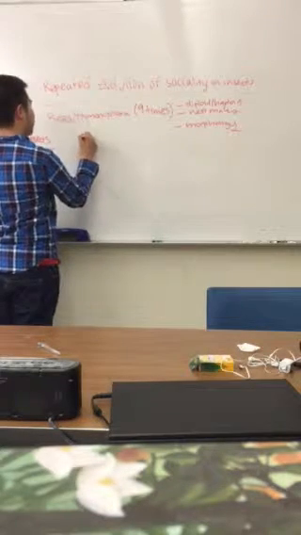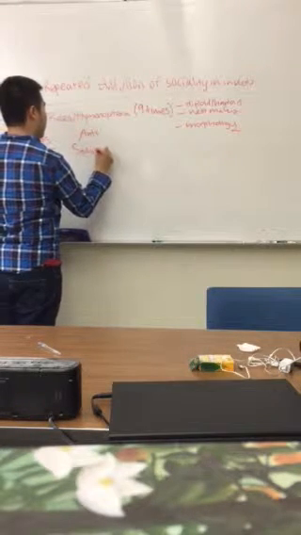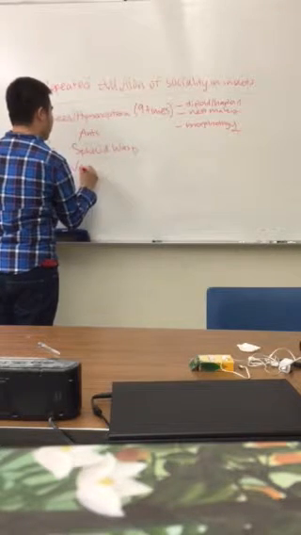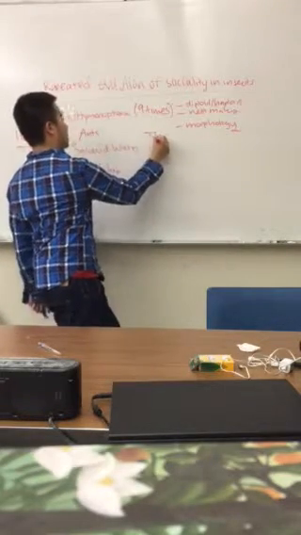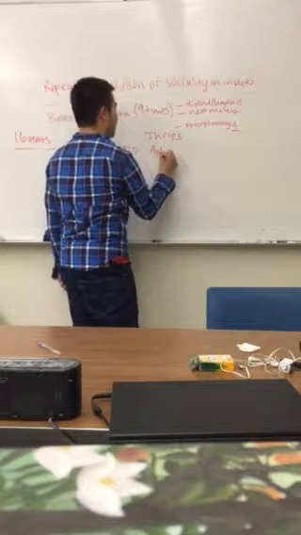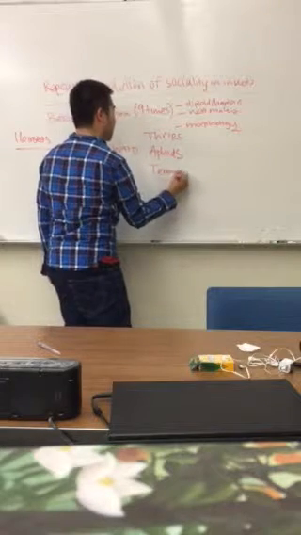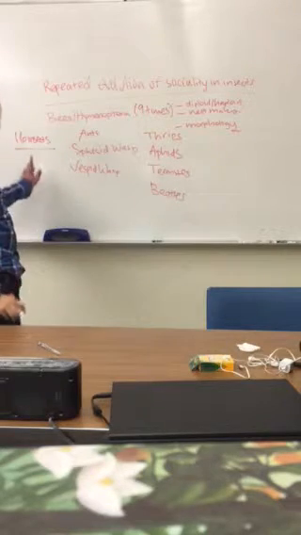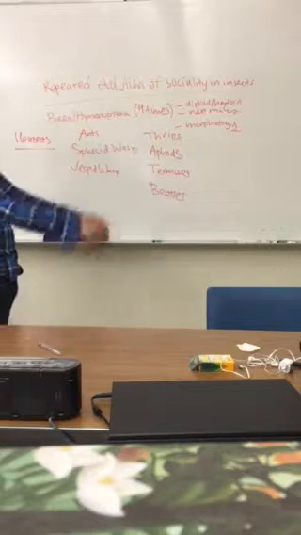Another one would be ants, sphecid wasps, vespid wasps, thrips, aphids, termites, and beetles. And these are the 16 insects believed to have evolved repeated evolution of sociality.